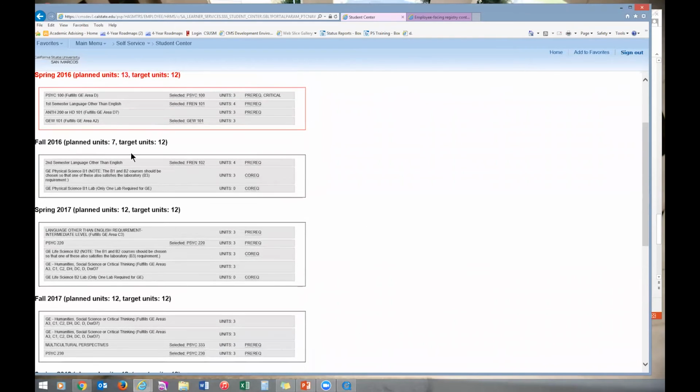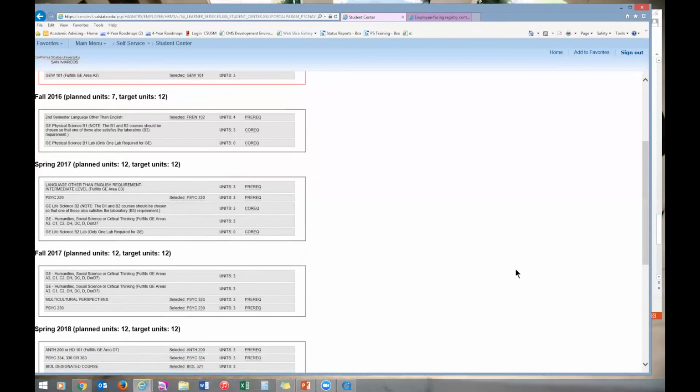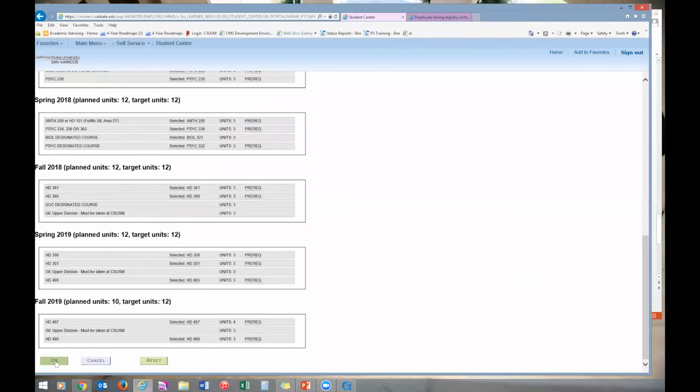Now, but also notice what she did. She inadvertently went ahead and reduced those units. So she won't have full-time units for fall 2016. What Casey could do is keep dragging courses up there to make it full-time, or let's say she's in a hurry and she just says, okay, I've got my 12 units, I'm going to hit OK.